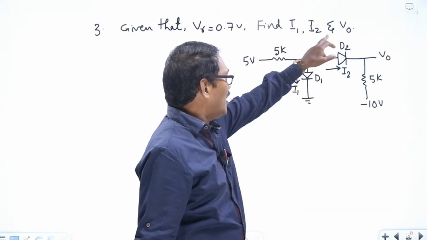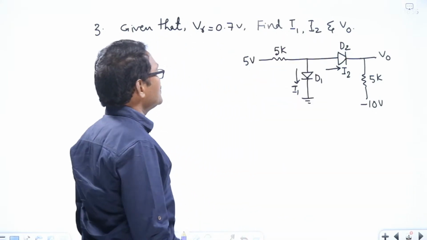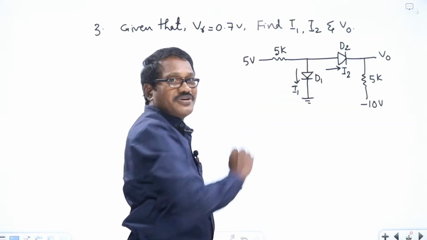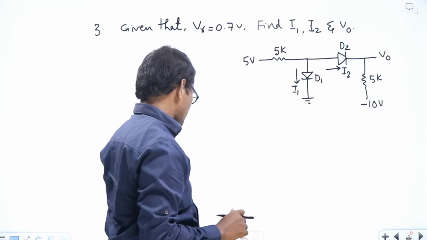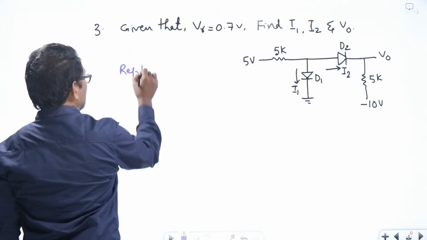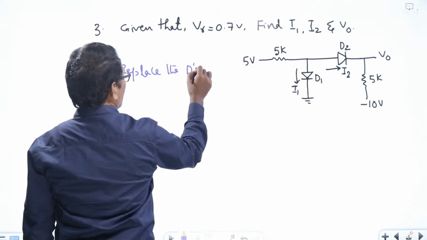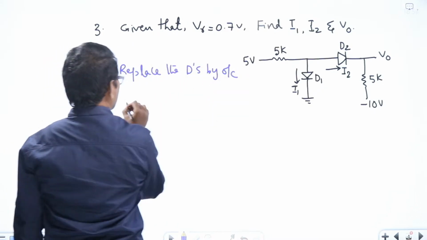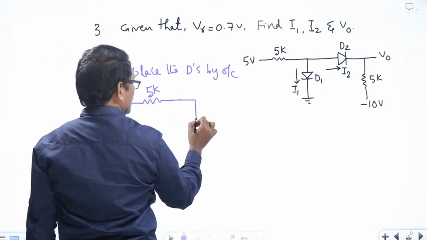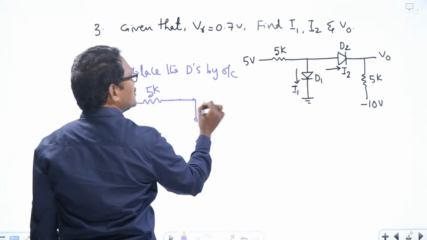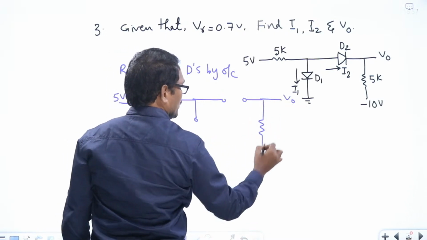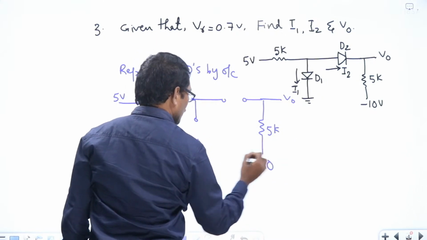And find I1, I2, and V0. We'll try to solve this. Let us conduct the open circuit test. Replace the diodes with open circuits and redraw the circuit diagram. This is 5K, 5 volts, and D1 is replaced by open circuit, and D2 also replaced by open circuit. And this is V0, 5K, minus 10 volts.